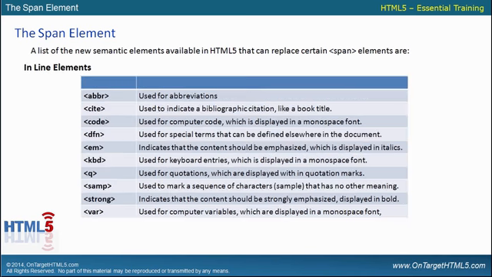The same thing goes for the inline element tags. We have the abbreviation tag, a citation tag, a tag for code, a definition tag, an emphasis tag, a keyboard tag, a quotation tag, a sample tag, a strong tag, and a variable tag. So again, when it's possible, we should be using these tag elements in our HTML5 documents instead of using the span element.